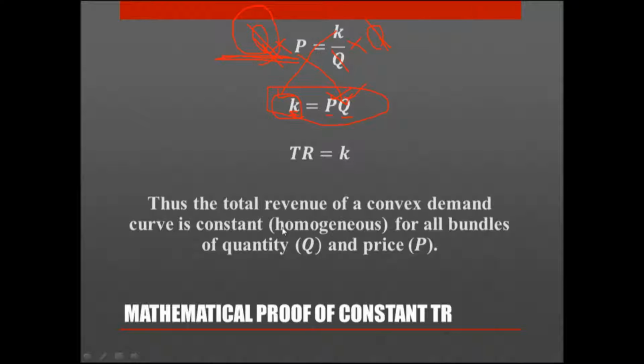A famous word we might use in economics for constant is homogeneous. Thus, the total revenue of a convex demand curve is constant or homogeneous for all bundles of quantity Q and price P. Right. So that is just the mathematical validation of your constant total revenue. So not only have we proved that this model does indeed generate a convex demand curve, but we've also shown that within the same model, the total revenue is a constant character. Okay. So that brings us to the end of this production on the properties of the convex demand curve. This is the first property which I've just established in this production.